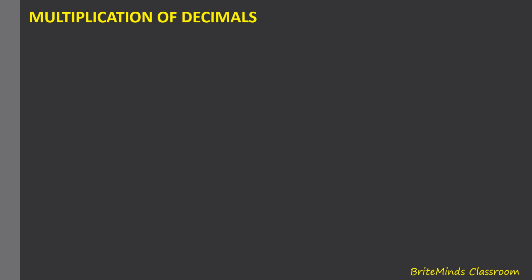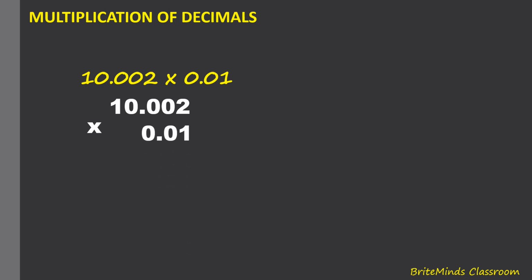Alright, let me give you an example. 10.002 times 0.01. So we're going to use the steps in multiplying decimals. So step 1, we will rewrite this multiplication problem in vertical form. So 10.002 times 0.01. And don't forget to place the equal sign. And then the second step, we will multiply the numbers as if they were whole numbers.